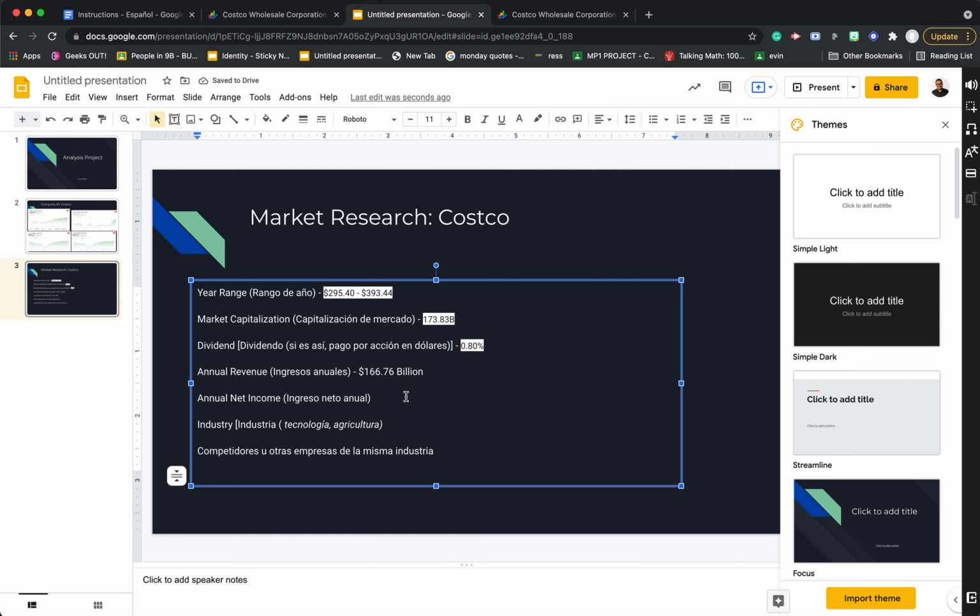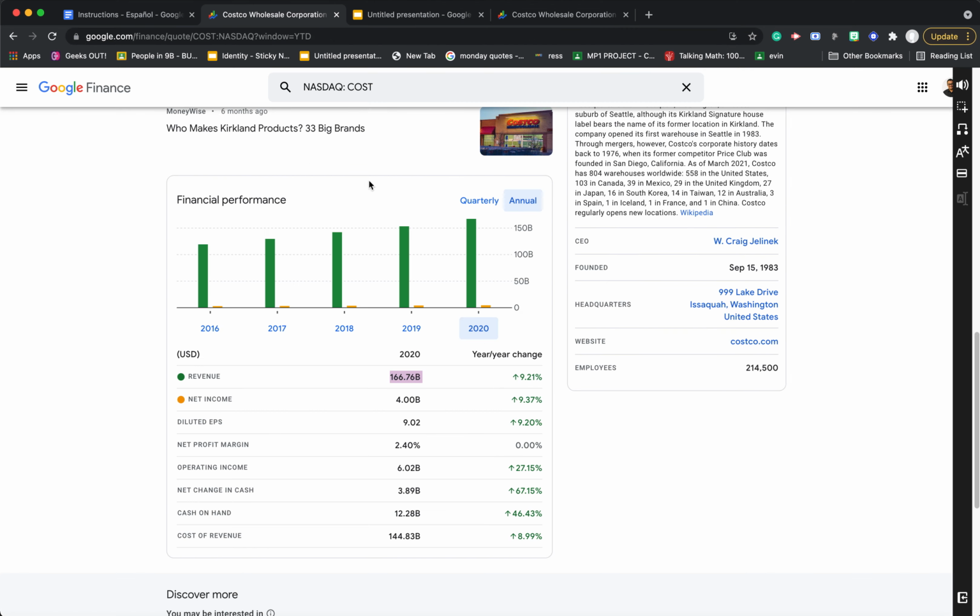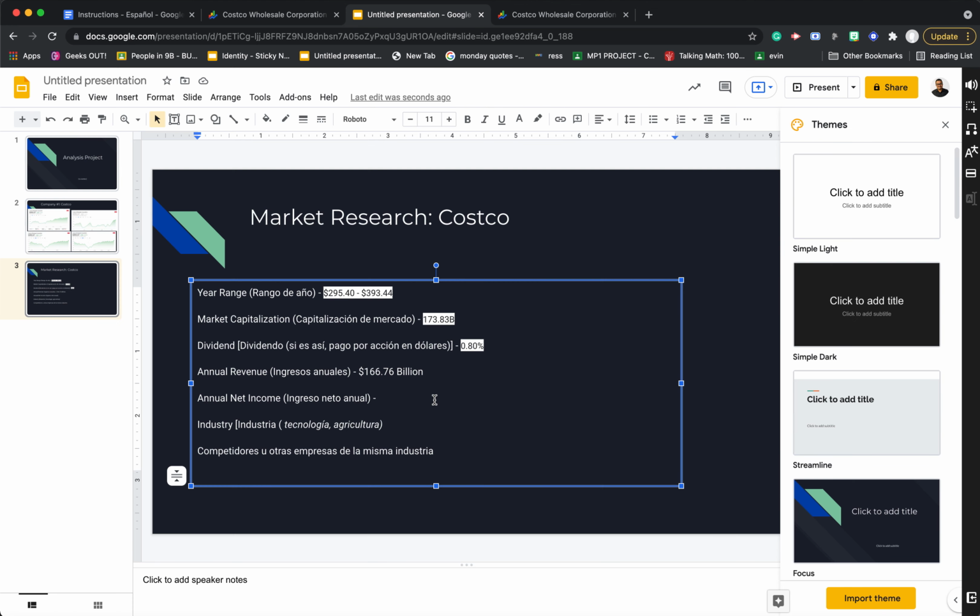Then we have the annual net income, which is right underneath that. Don't forget that you have to press the annual button. And then net income is 4.0 billion. So 4 billion. 4.00 billion, which is 4 billion.